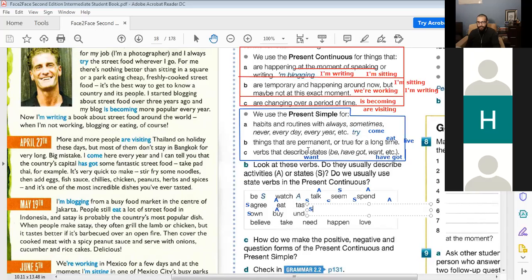What about cook? Activity. Remember? State. Believe? State. Take? Action. Activity. Need? State. Want? State. Happen? Activity. Love, state. Like, hate, and love, state. All right.